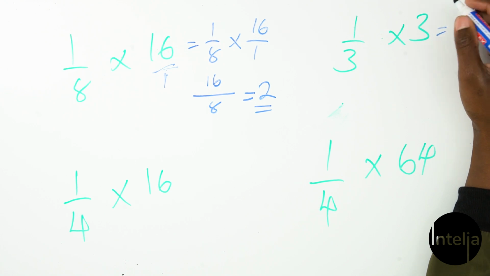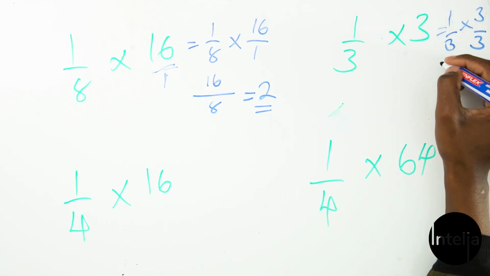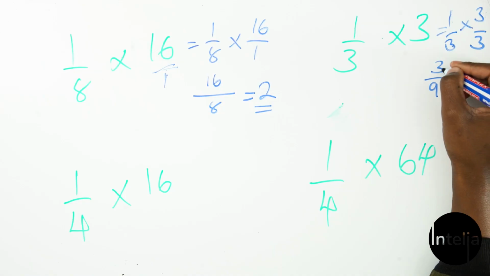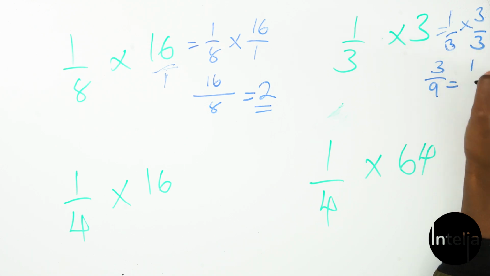The next one is 1 over 3 times 3, then it's 1 over 3 times 3 over 1. 1 times 3, that's 3. 3 times 1, that's 3. And then you simplify to the lowest term. The lowest term is 1 over 3. You divide by 3. 3 into 3, that's 1. 3 into 9, that's 3.